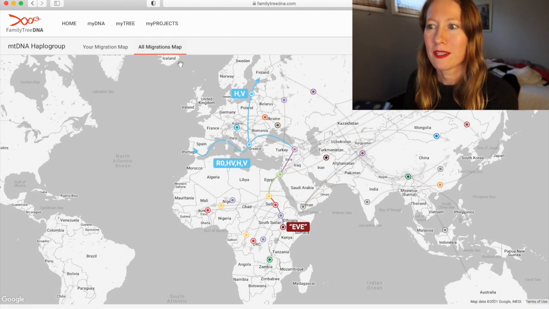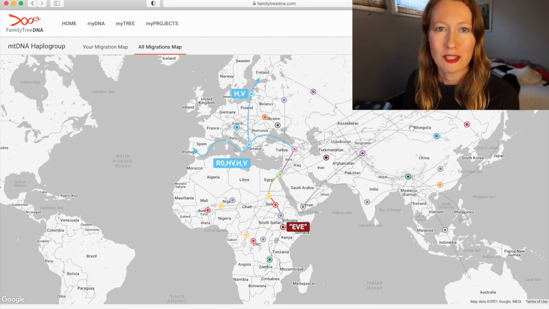If you click on all migrations map, you can see that there's all sorts of paths all over the place. So if you came from one of these haplogroups, you'd be able to see a path heading in a different direction. So that's what you would get if you do your mtDNA test with FamilyTreeDNA. I highly recommend it if you're a geek like me and just want to learn everything about their ancestry. But it can also be helpful if you are stuck on your maternal line, as I am, and I'm going to have to contact some of these matches and see what happens.